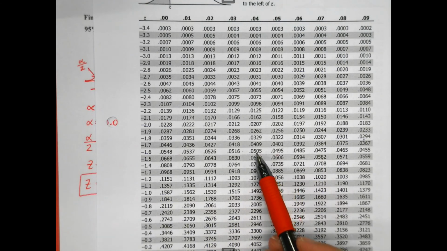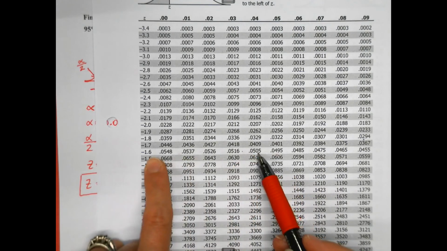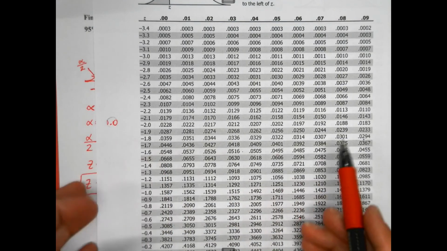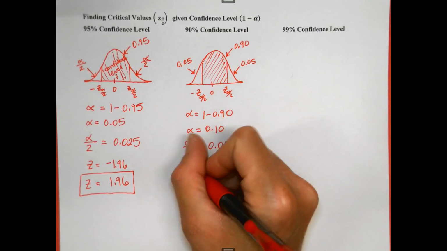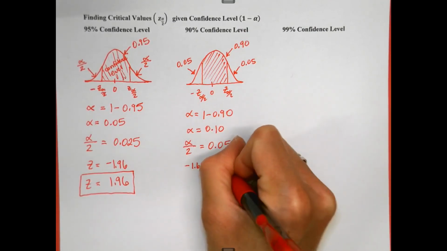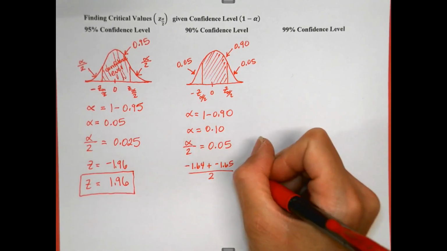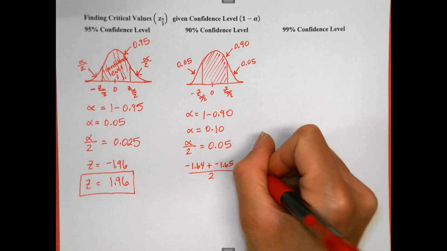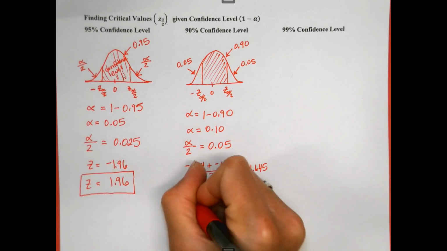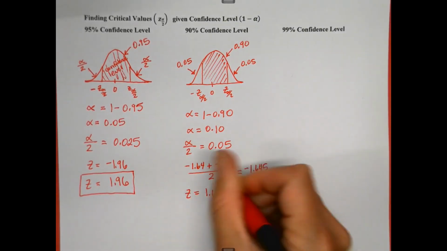So what we're actually going to have to do is average these two. So this is negative 1.64 and negative 1.65. I'm going to take negative 1.64 and negative 1.65, average it, and I end up with negative 1.645. So therefore, our z in this case is going to be 1.645.